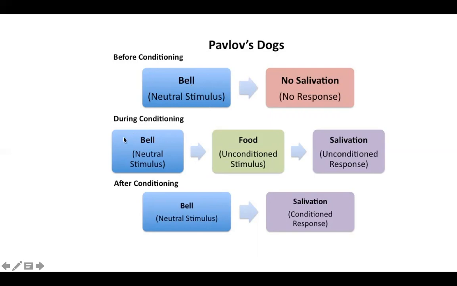Here is the conditioning phase, presenting the bell and the food at the same time or very close together at the same time, or it's called contiguously. So ring-a-ling-a-ling, here's the food, and of course the dog will salivate. Pavlov would do this phase more than once, and then we move to after conditioning, and now all Pavlov has to do is ring the bell and the dog salivates. And this is classical conditioning in a nutshell.